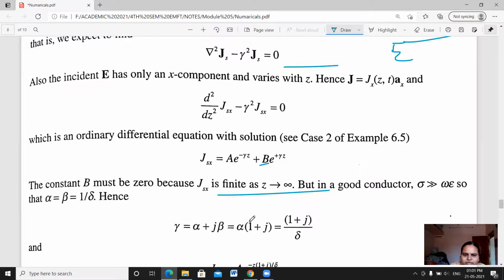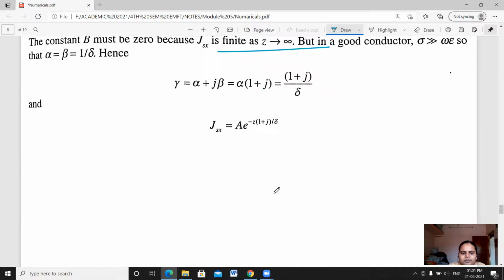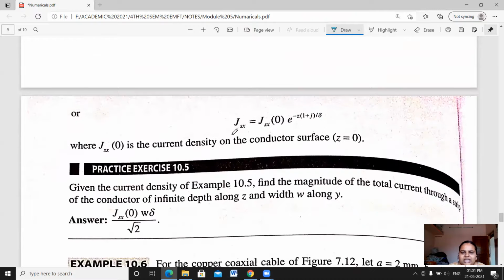Just substitute here: J_sx is going to be equal to A e raised to minus z (1 + j) divided by delta. Therefore, J_sx is going to be equal to J_sx(0) e raised to minus z (1 + j) divided by delta, where J_sx(0) is the current density on the conductor surface with z equal to 0. Here is a small derivation part.